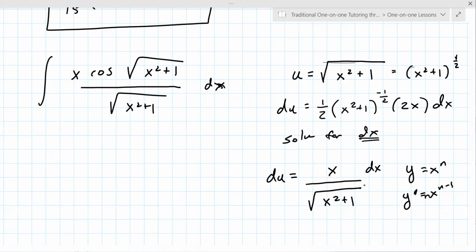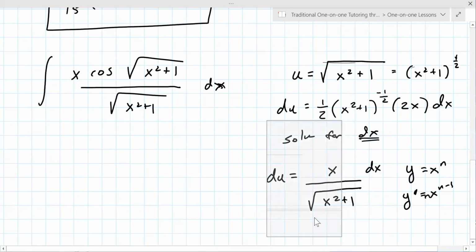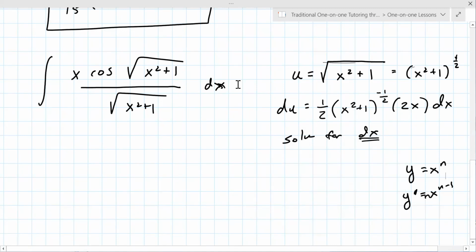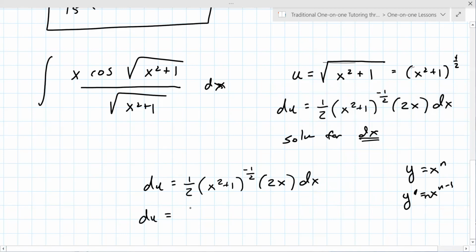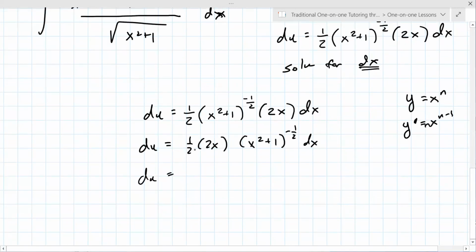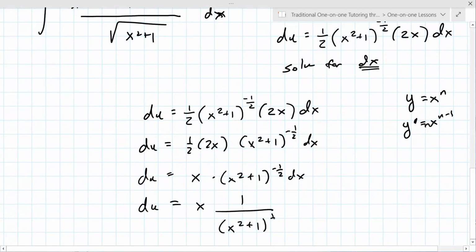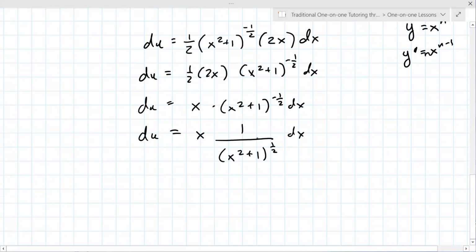Wait, how did you cancel the part? Okay, let me do this slower. Let's look at this line right here. It's 1/2 times 2x times x squared plus 1 to the minus 1/2 power dx. 1/2 times 2 is x. X squared plus 1 to the minus 1/2 dx. Now, you can put this on the bottom, x squared plus 1 to the 1/2 power. That's just an exponent rule from previous class. And then instead of writing 1/2, x times 1 is x, you can write the square root of x squared plus 1 dx.